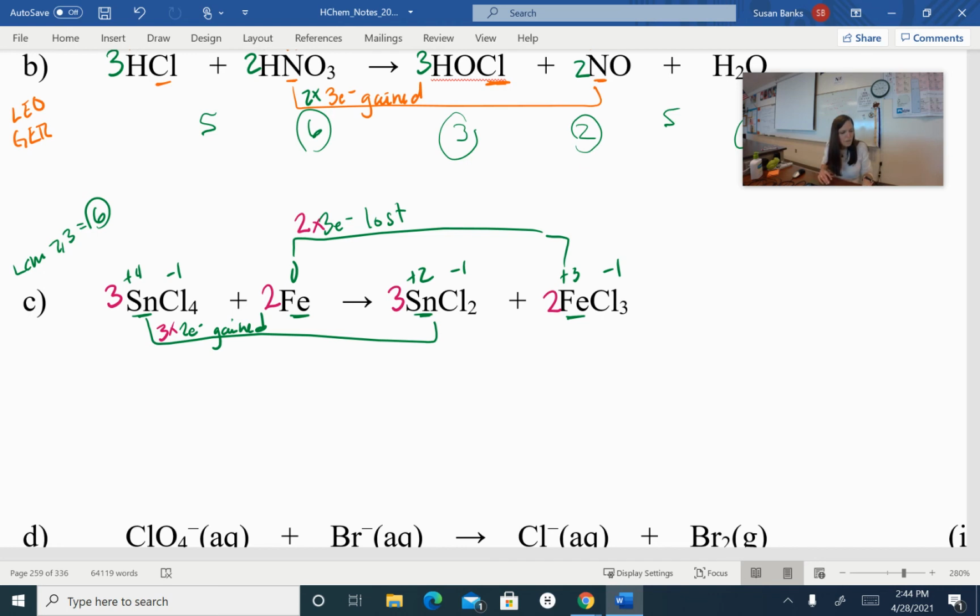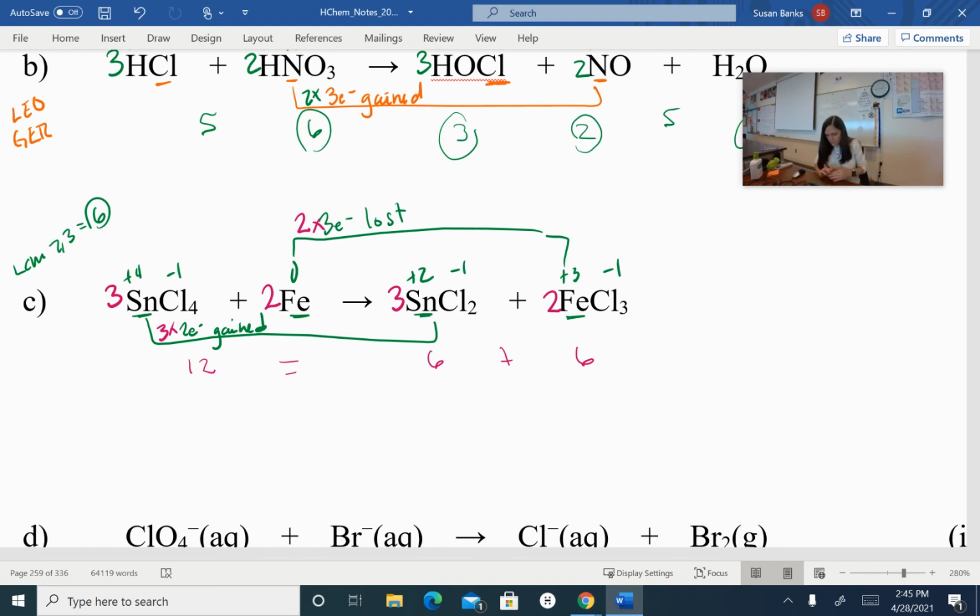Okay? So, do I have other non-hydrogen or oxygen things to balance? Yeah, I need to make sure that my chlorines are balanced. So I have 3 times 4, which gives me 12 chlorines. 3 times 2 gives me 6, and 3 times 2 gives me 6. So 12 equals 6 plus 6. So we're good. We don't even have to worry about oxygen or hydrogen on this one. So this one's a pretty easy one.